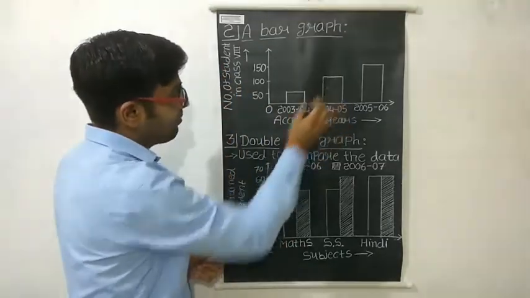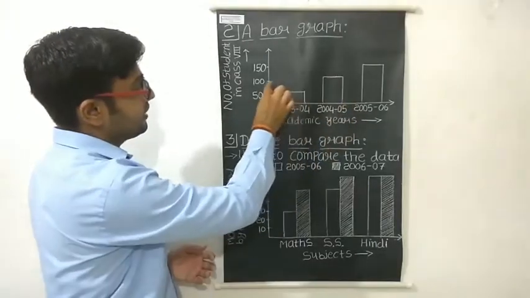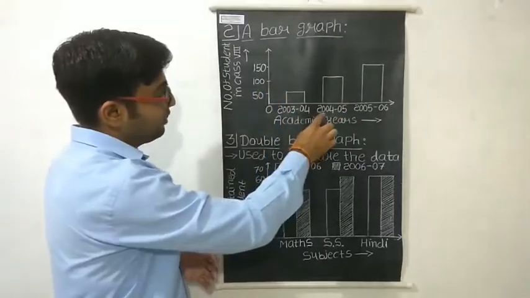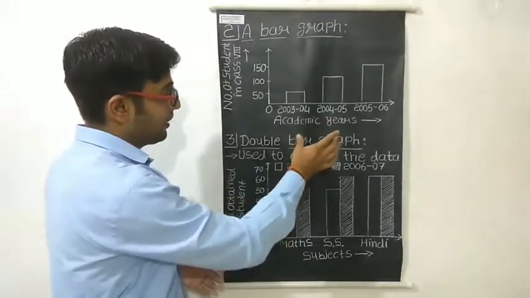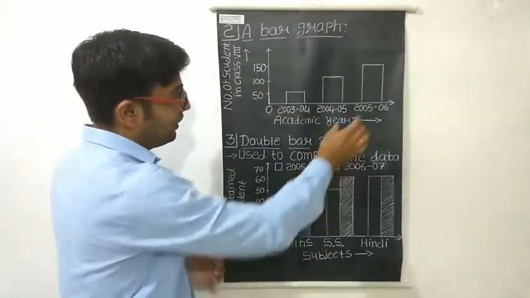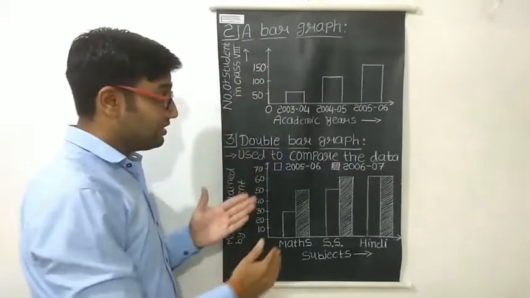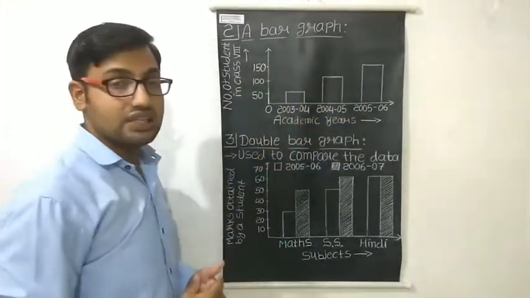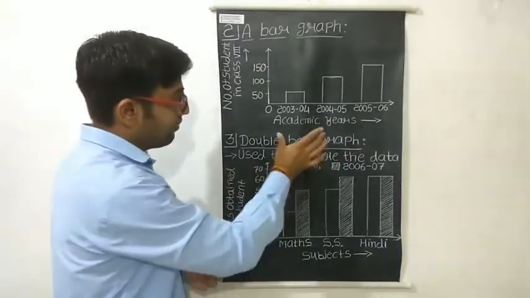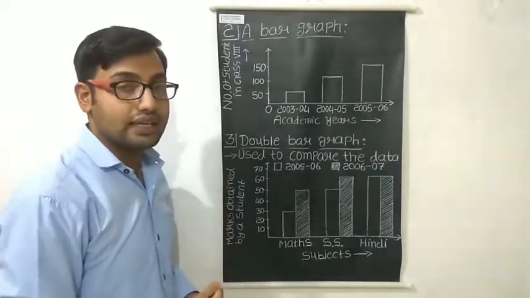Okay, let us see the second bar. Here, 2004 to 2005, we can see that its height is up to 100. That means in the 2004 to 2005 academic year there are 100 students in class 8, and in 2005 to 2006 this bar is now up to 150. That means there are 150 students in class 8 in the academic year 2005 to 2006.